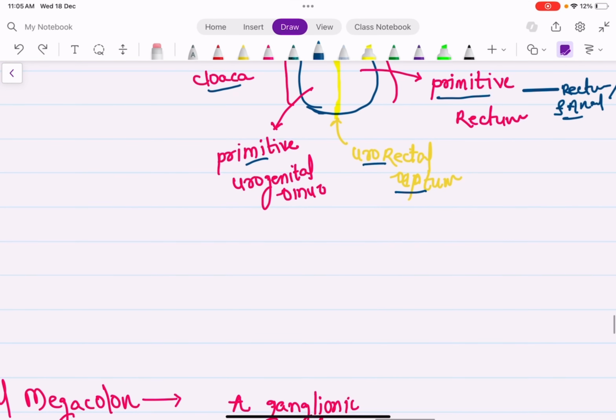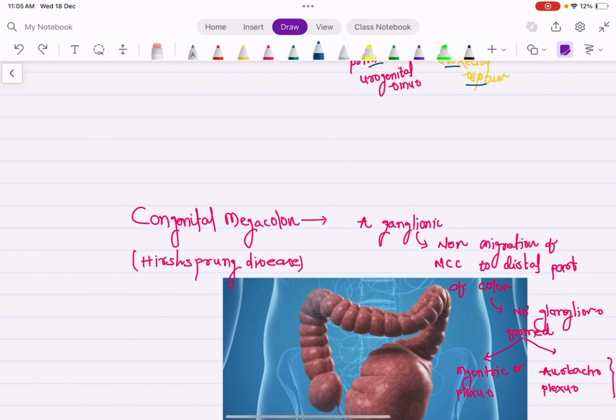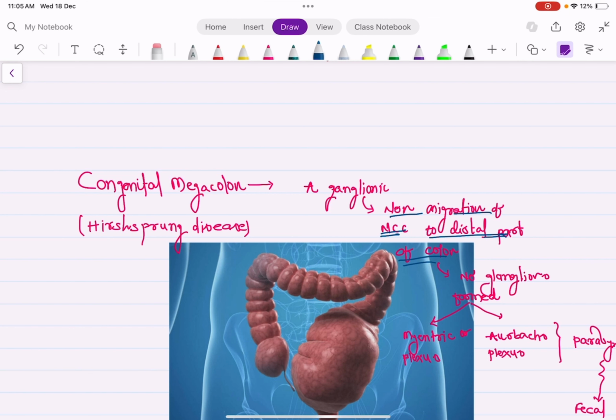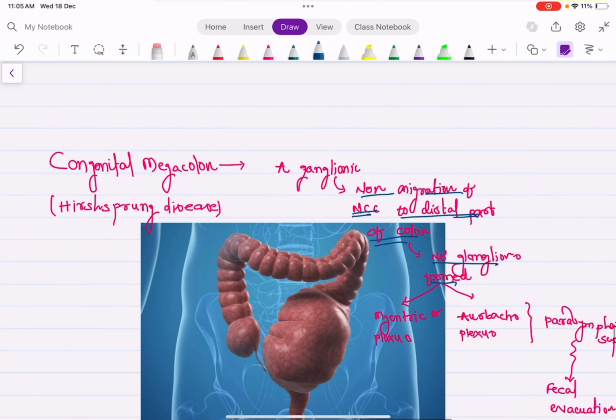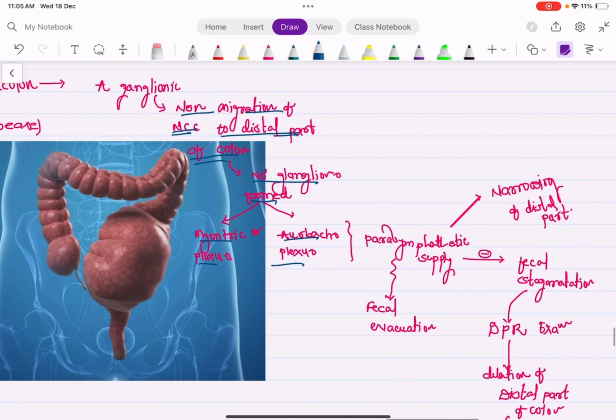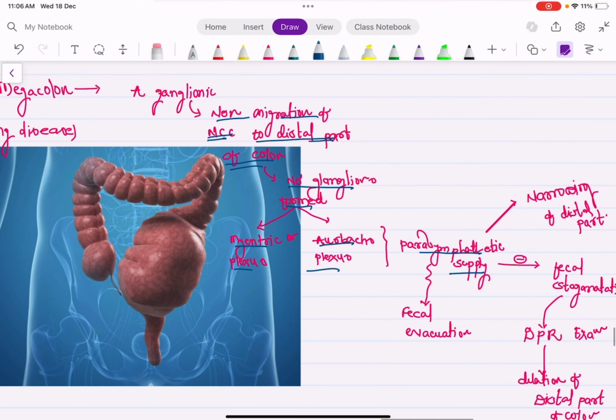Next, coming to congenital megacolon. It is an aganglionic condition which occurs due to non-migration of neural crest cells to the distal part of the colon. So there will be no ganglion formed in the myenteric plexus or Auerbach's plexus. So the parasympathetic supply is inhibited. The parasympathetic supply is for fecal evacuation, so fecal evacuation gets inhibited.